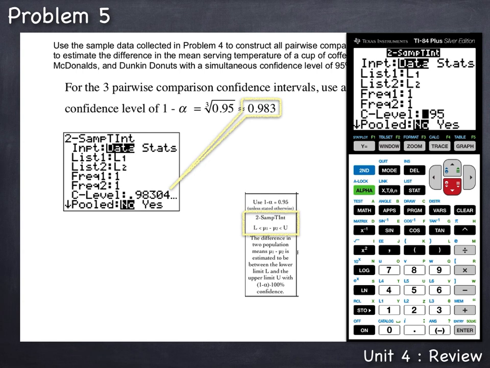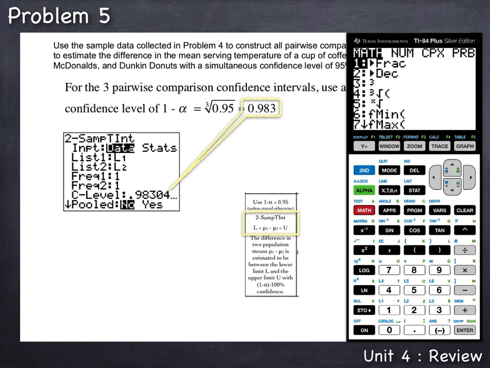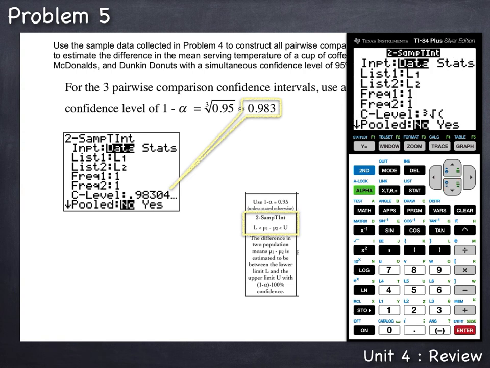To do this, we press Math, arrow down, press Enter to select the cube root function, and then we can type in the 0.95. Press Enter, and the calculator will calculate the cube root of 0.95 in decimal form, 0.98304.